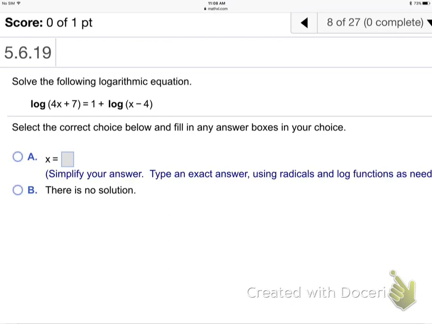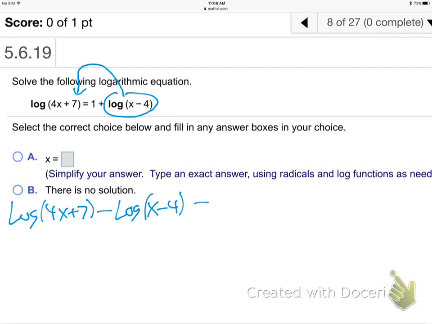So try that one. The first step is to get those logs on the same side. If you look back at the steps I gave, get the logs on the same side. So grab this log and jump it over here. Good for the first step. So get them on the same side.